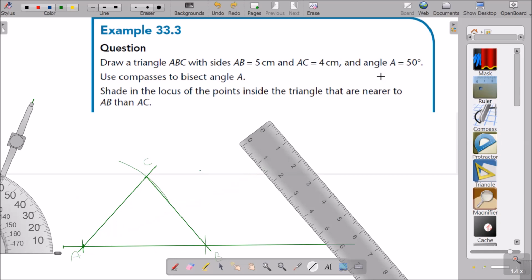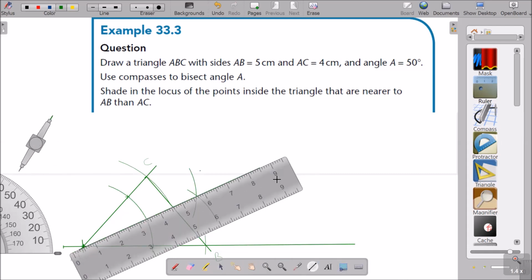Okay, so how do we do it? We need a compass to bisect our angle. So we take our compass, a compass point to A, mark an arc on AC and AB. Then take our compass again to the points there, mark an arc, go to the other point, mark an arc. Then we join that new point to A. Then we bisect that angle.